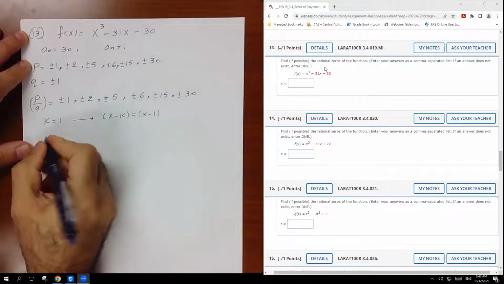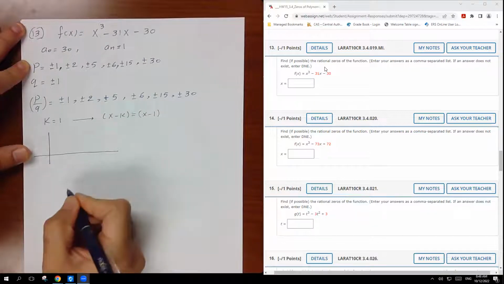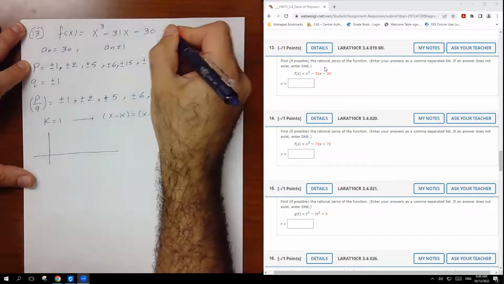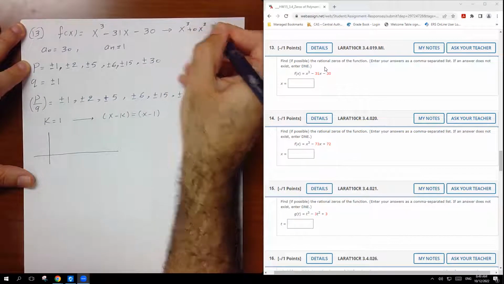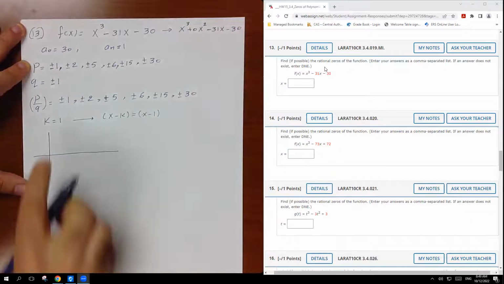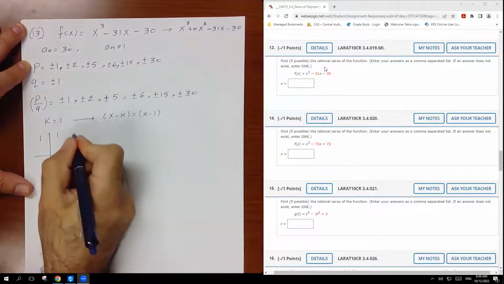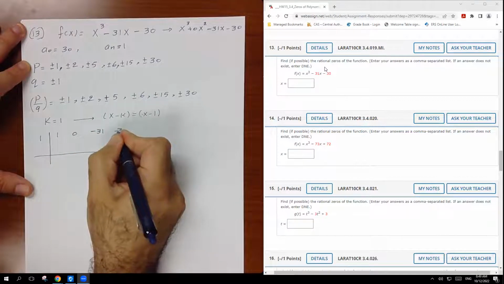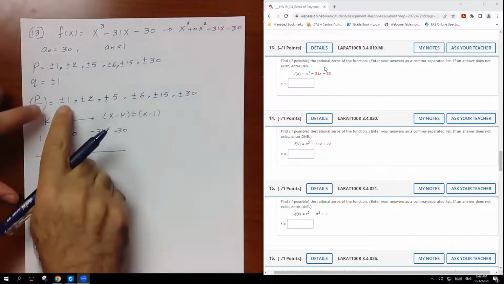What I'm going to do is use the synthetic division. Don't forget there is a missing term here, which is the 0. So this one is x cubed plus 0x squared minus 31x minus 30. When I use the synthetic division with k equal 1, I'm going to write down the coefficients here. So 1, 0, negative 31, and negative 30. I'm just using the synthetic division, starting with k equal 1.